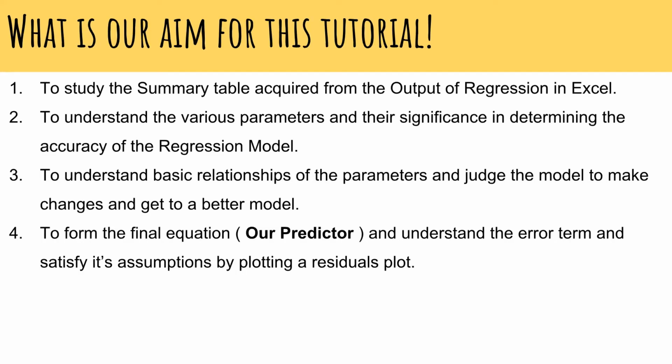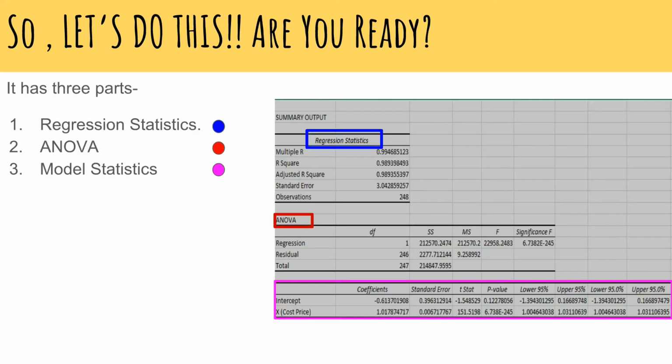Now, what is our aim for this tutorial? The basic or the most important primary aim for this tutorial is to read and understand the summary table, to understand as a whole what the summary table signifies, what it does actually tell us, and what are the things that we can take out of it and improve our model, improve the accuracy of our model, and create a better predictor. So let's move forward.